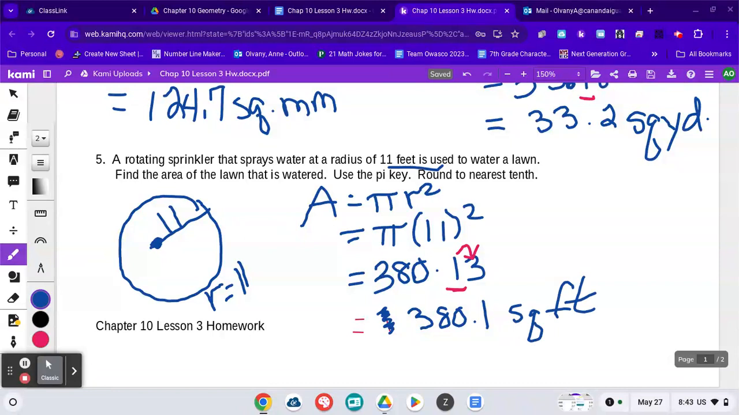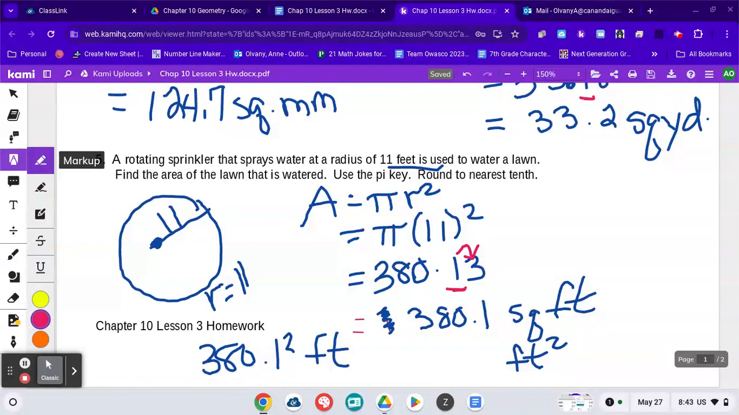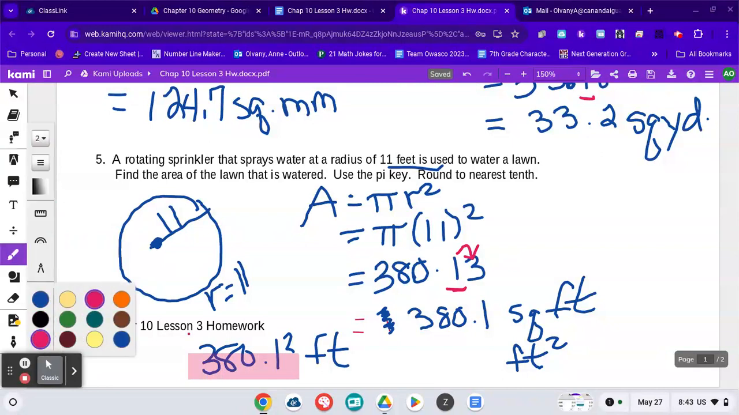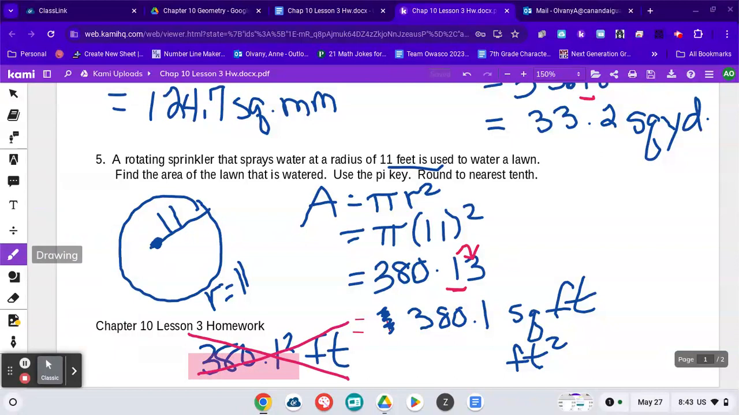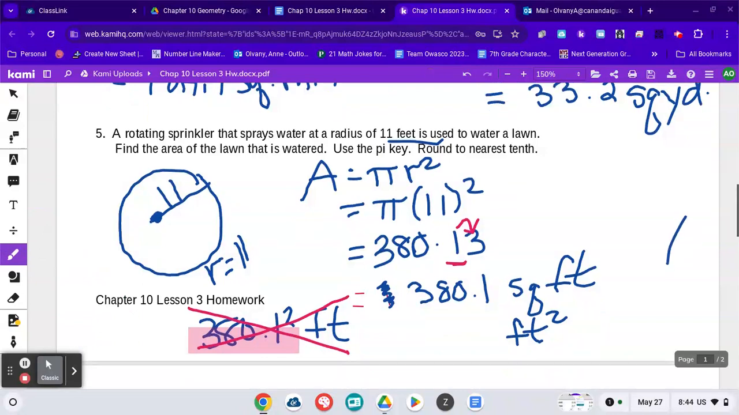And remember that if you wanted to write feet squared, you could do this. But whatever you do, don't do this: 380.1 square feet. This is a giant no-no because the exponent always tells you to square what it's above. So you would be squaring this, which is completely wrong. I like to show you what's wrong so it's good to see what's right and what's wrong, what makes them different.